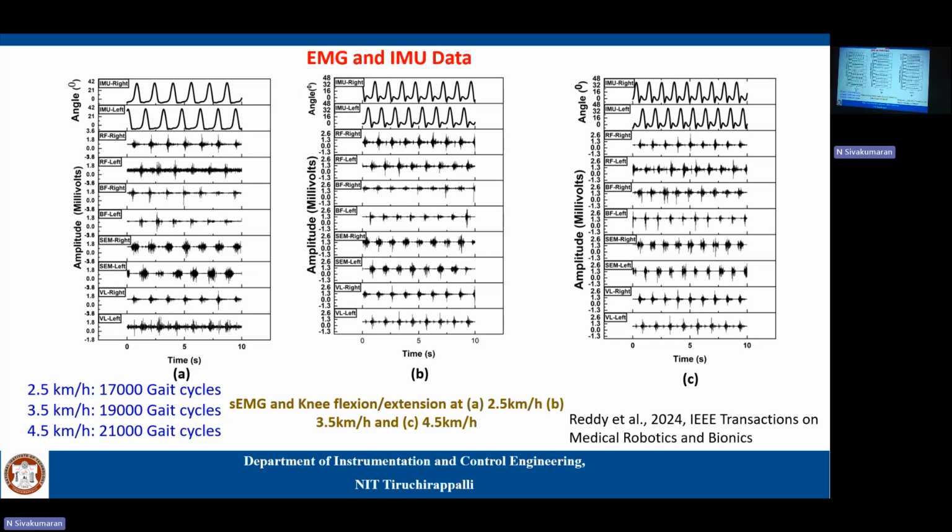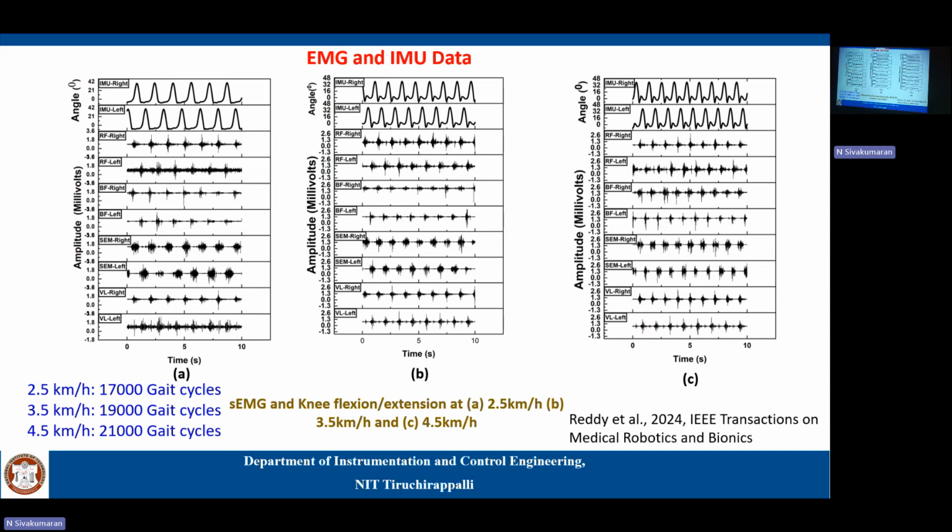How did we choose the three speeds? Normally we walk at the rate of 3.5 kilometers per hour. If you don't have any work and you feel fatigued, then our walking rate will be a little slower, around 2.5 kilometers per hour. And if you have some work, let's say you are having an exam and want to go a little faster, then generally you go at 4.5 kilometers per hour. So these three speeds we have taken.